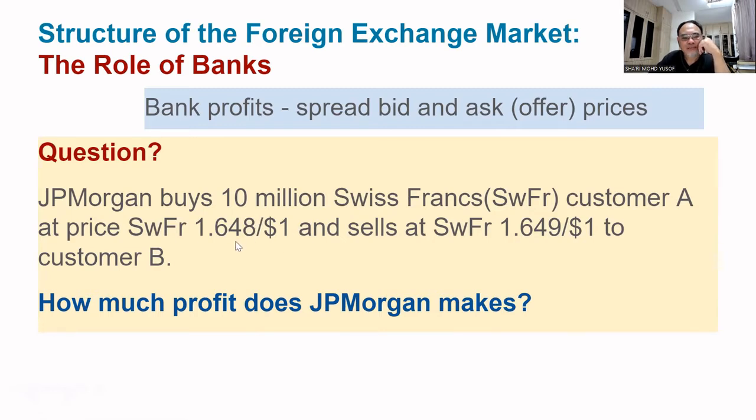So 10 million divided by 1.648, how many US dollars is that? 10 million divided by 1.648 francs per US dollar. How many US dollars is that? So you need to subtract: 10 million divided by 1.649 minus 10 million divided by 1.646. Then you can get the answer.